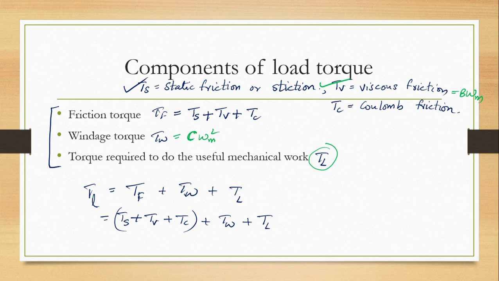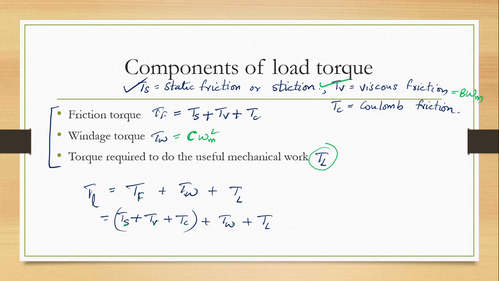So we have discussed the components of load torque. It is divided into frictional torque, windage torque, and torque required to do useful mechanical work. The frictional torque is further divided into three. You have the static torque, the viscous torque, and the Coulomb torque. Static friction or stiction is present during the standstill time. Once the drive starts moving, it will disappear. Then you have the viscous torque, which is proportional to speed. The Coulomb torque is independent of the speed.